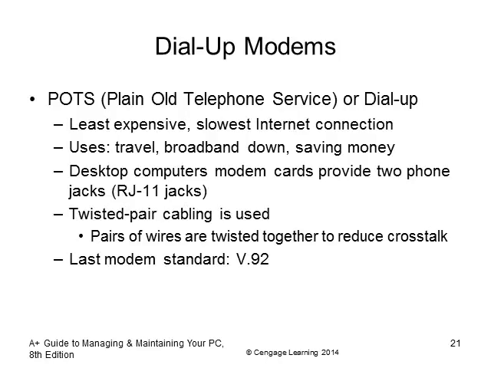POTS, plain old telephone service, or you probably know it as dial-up. It's the least expensive and slowest. It can be used when traveling, or if broadband is down, if you're just trying to save money, or if you live in the middle of nowhere and that's your only option. The desktop computer modem cards provide 2 phone jacks, RJ11 jacks. Twisted pair cabling is used. That's a pair of wires twisted together. If it's not twisted, it runs the risk of extra noise, which is referred to as crosstalk. And the latest modem standard for dial-up is V.92.